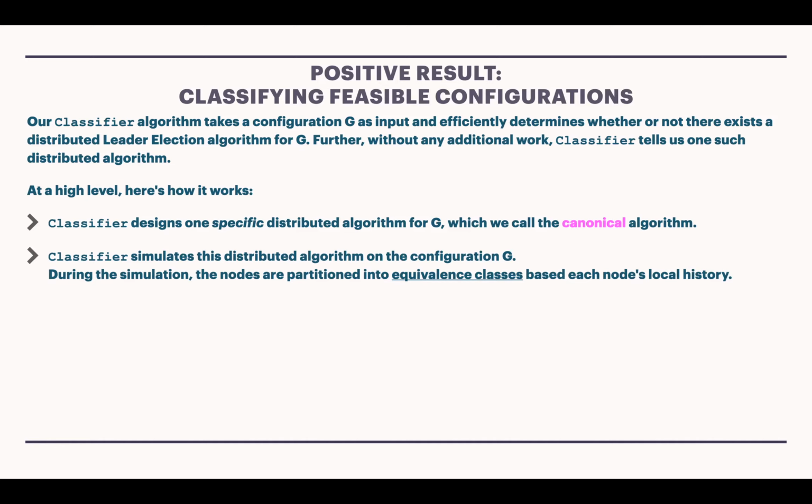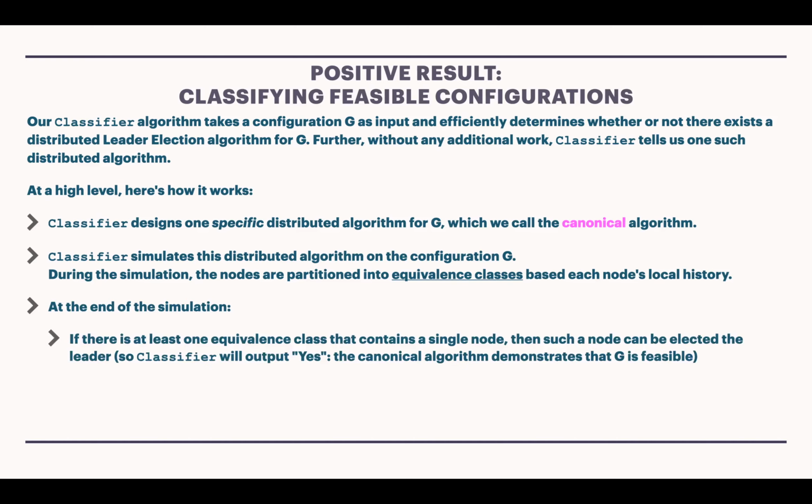While it's simulating the execution, it partitions the nodes of G into equivalence classes. These equivalence classes are defined based on the node histories. Two nodes are put in the same class if their history in the execution so far is identical. Once the simulation of this canonical algorithm is finished, classifier looks to see what the equivalence classes look like. If there is at least one equivalence class that contains a single node on its own, then that node can be elected as the leader. It has a unique history in the network. And so in this situation, classifier will output yes, since the canonical algorithm that it simulated demonstrates that G is feasible, because a leader can be elected.